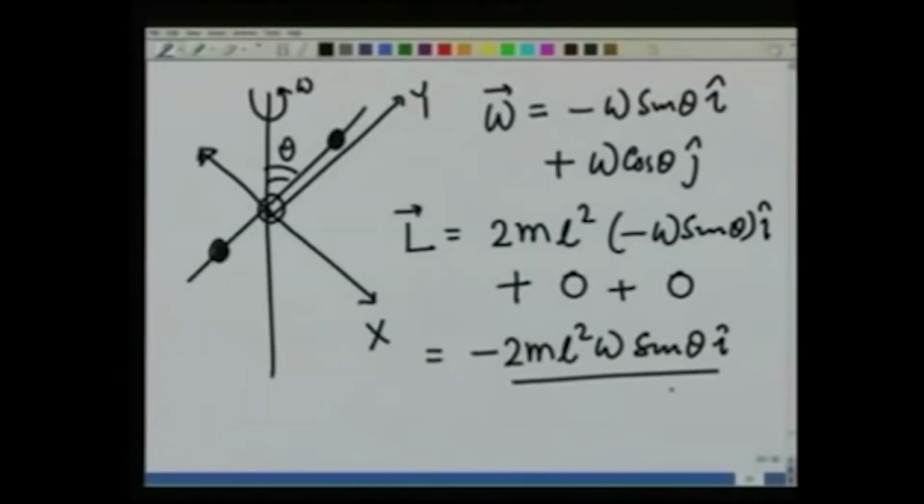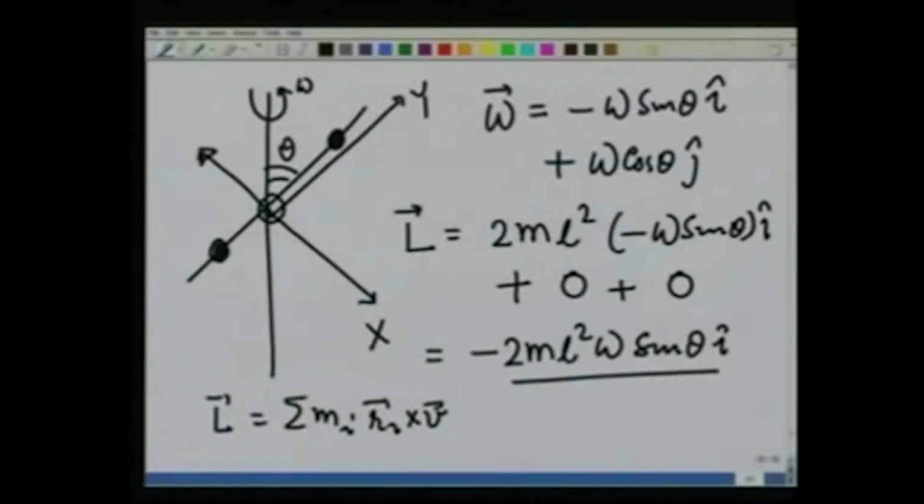I recall from the first lecture, this really comes out to be the value of L, because if I calculate L by summation m i R i cross V, V for this mass is going into the screen with the speed omega L sin theta, and R is L, and therefore you get an answer for this. The angular momentum comes out to be ml square omega sin theta. For this also it comes out to ml square omega sin theta, both pointing in the negative x direction. So, this really is the answer.